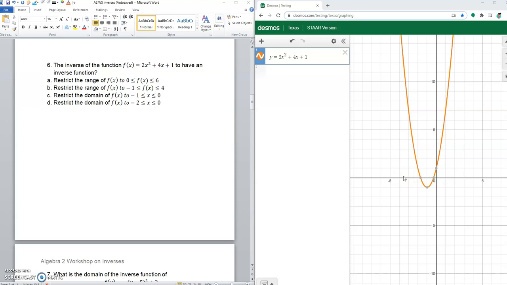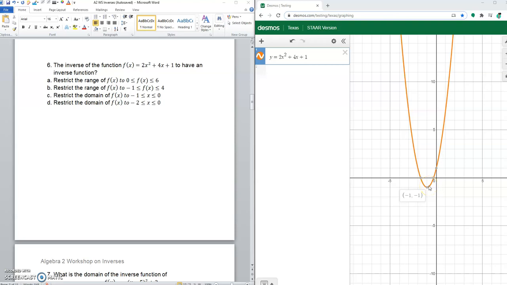So now restrict the domain. So now this is different, because your eye should be looking left to right. Domain negative 1 to 0. This is negative 1 and this is 0. This part right here is what it's talking about. So therefore, this is the answer, because this will allow the horizontal line test to have its inverse.